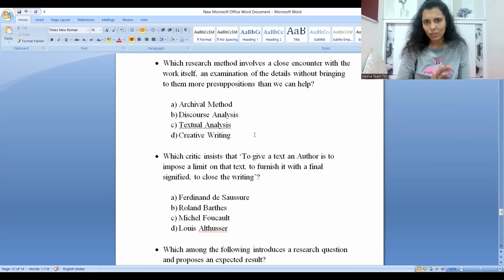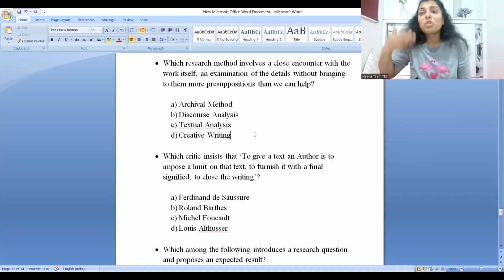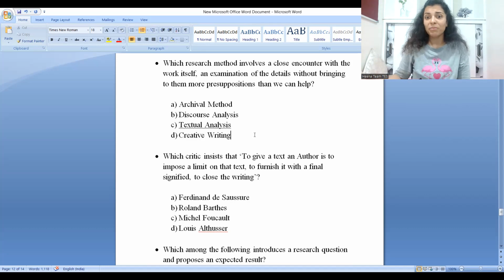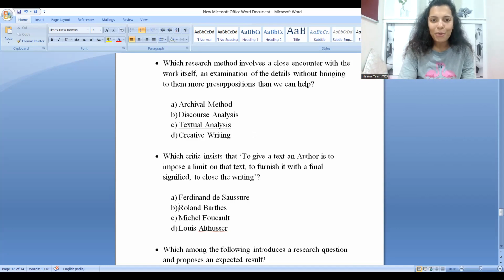Okay, next question. Which critic says that to give a text an author is to impose a limit on that text, to furnish it with a final signified, to close the writing. Okay, you should not give an author to a text. Who says this? Option A, Ferdinand de Saussure, B, Roland Barthes, C, Michel Foucault, or D, Louis Althusser. Say. It is option B, Roland Barthes.